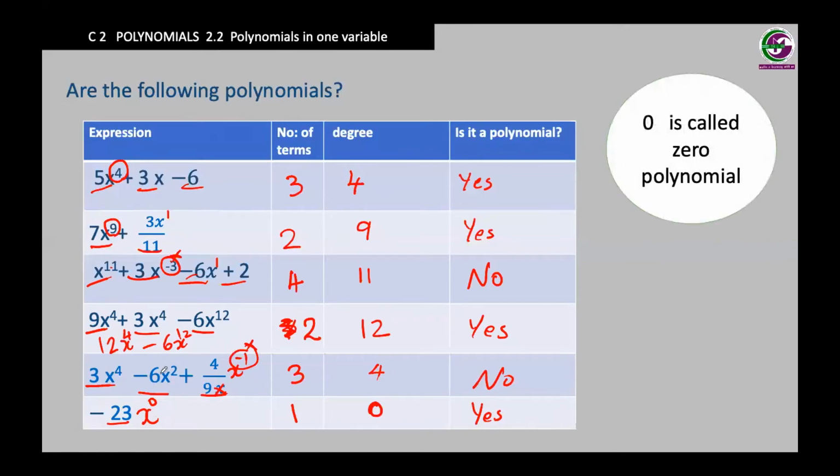Now look at this one. 0 is called when you have only 0. Instead of this negative 23, if you have 0, what do you call? 0 is called a 0 polynomial. Now, what is the degree of a 0 polynomial? Degree of a 0 polynomial is not defined because we can't say is it 0 times x power 4 or 0 times x power 5. It is not defined.